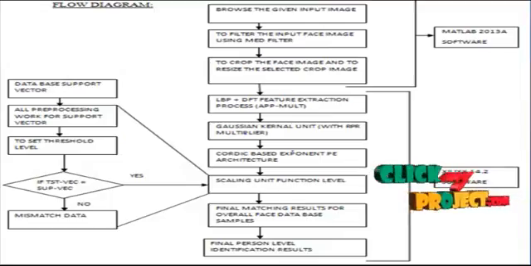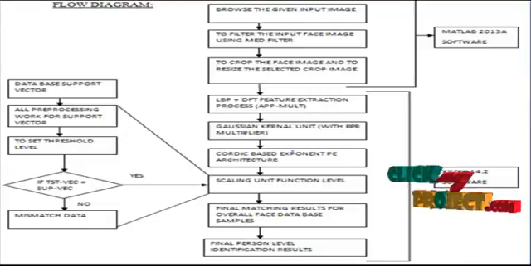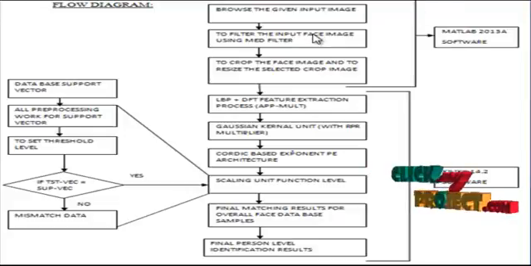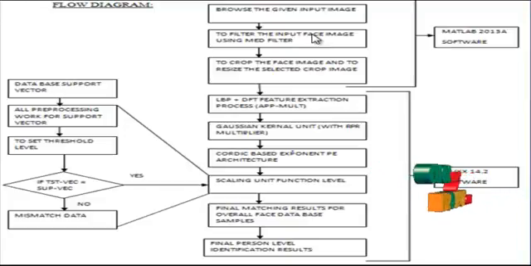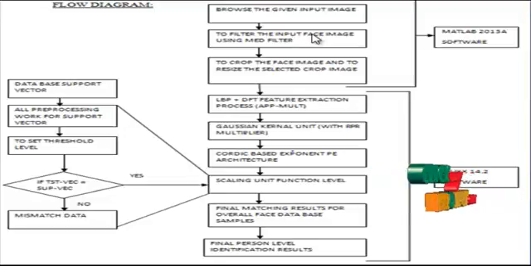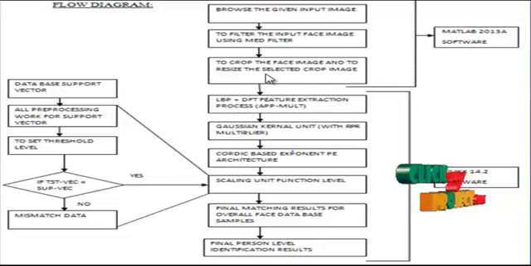Next we see the flow diagram for the product. First, browse the input driver images and apply the filter function. The input filter function applies a median filter to remove general AWGN noise, crops the face image only and resizes the cropped image. These functions are applied using MATLAB 2013 software, and the output is written into a text file to be used in the Xilinx software.